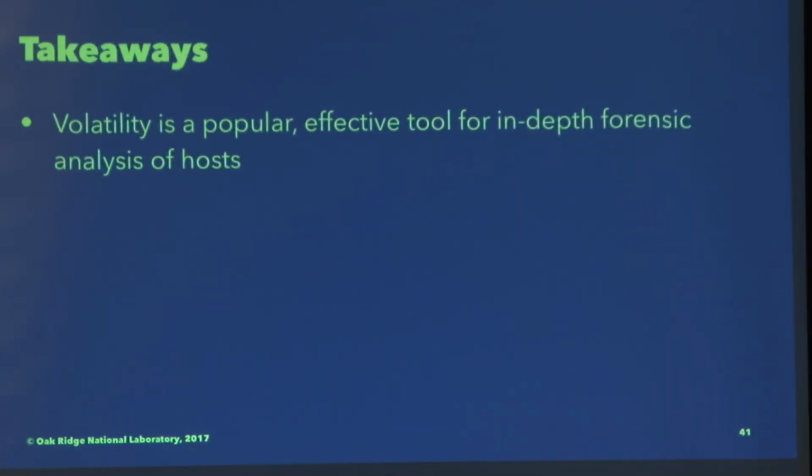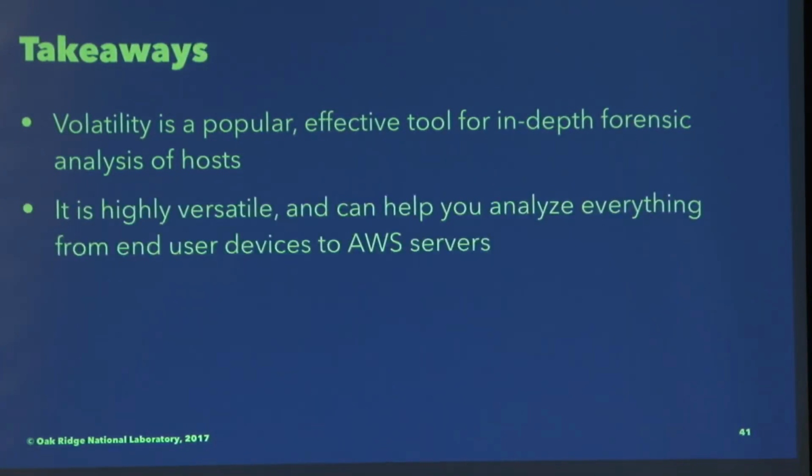It's fun stuff. So takeaways: Volatility is a really popular and effective tool for looking in depth at machines. It's highly versatile, and you can analyze pretty much everything with it, from your users' Windows machines or Macs. I know some of you earlier in your talk said, hey, we don't have Windows machines, so we can't use this third-party tool. Well, Volatility works on basically everything. Anything that has a standard memory layout, it'll work on. You can go to their website, and they list all of the different profiles they have. And if they don't have a profile for something, say you want to look at Solaris, I don't know why you would want to do that, you can make one.